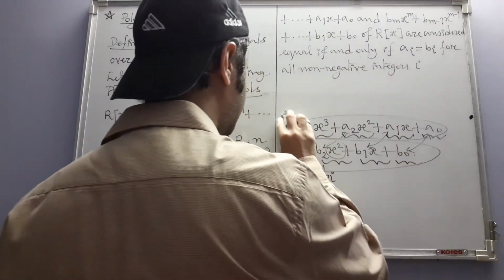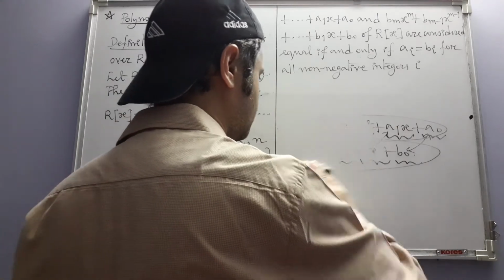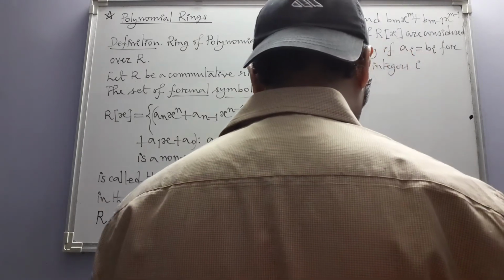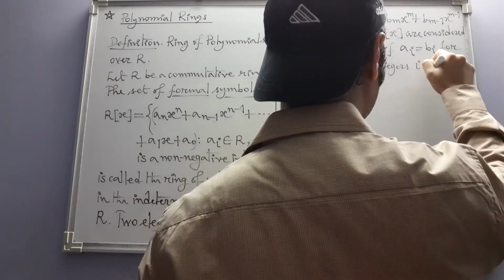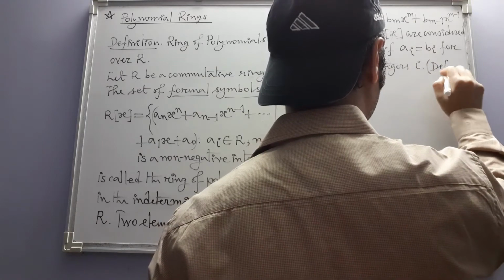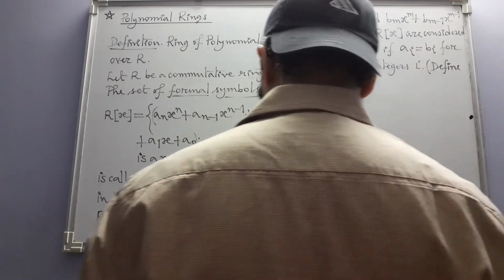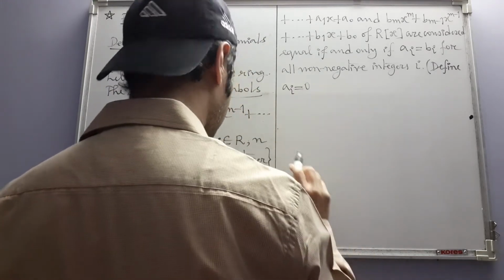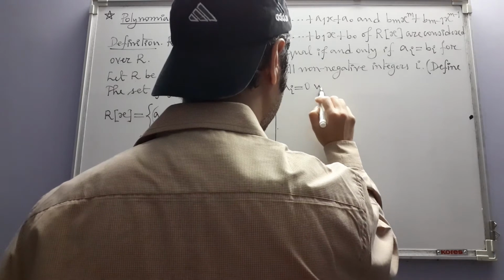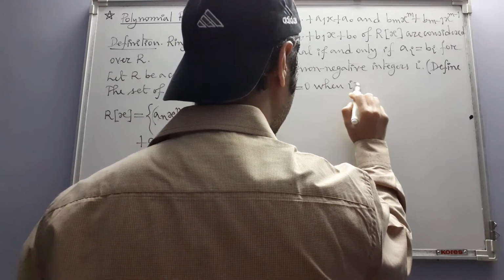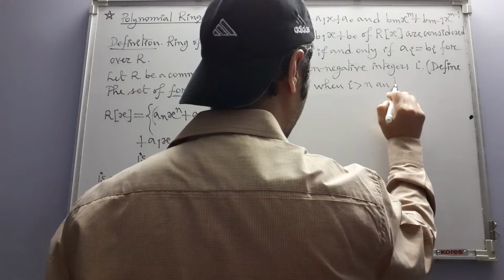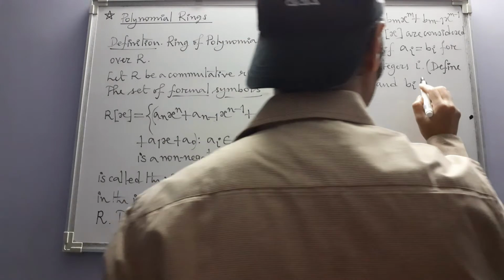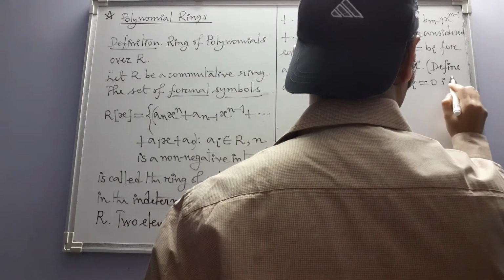So along with this, we have to add this extra part so that this makes sense. Define a_i to be equal to 0 when i is greater than n, and b_i to be equal to 0 if i is greater than m.